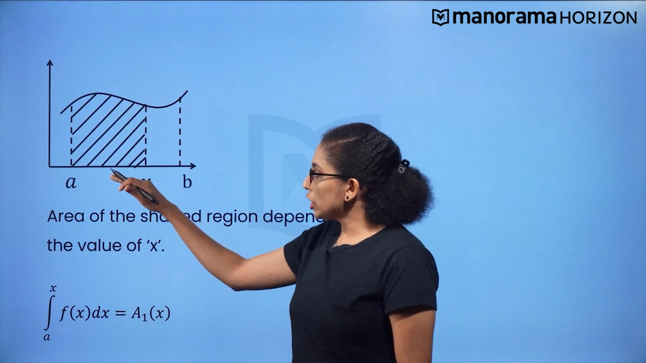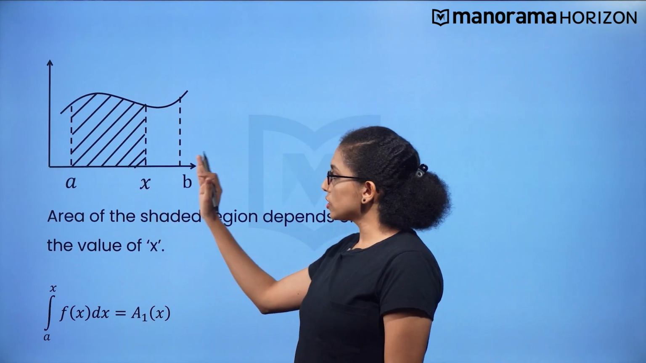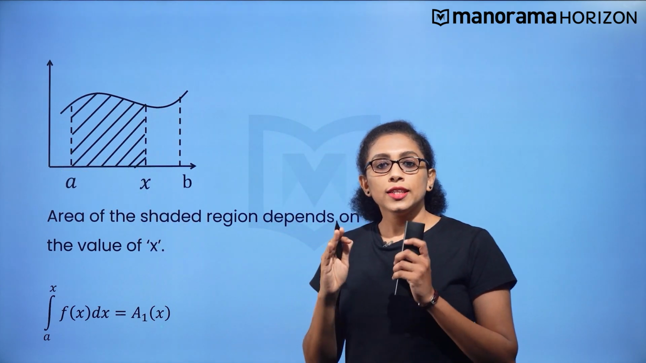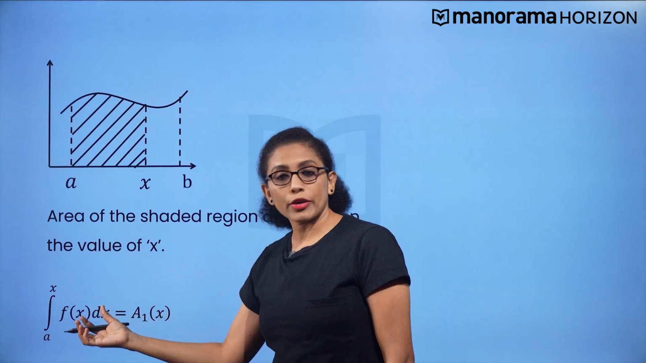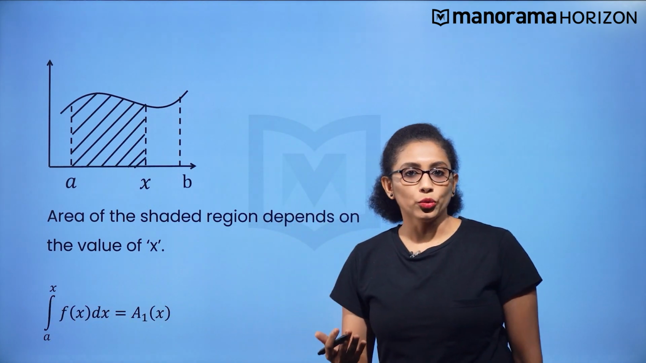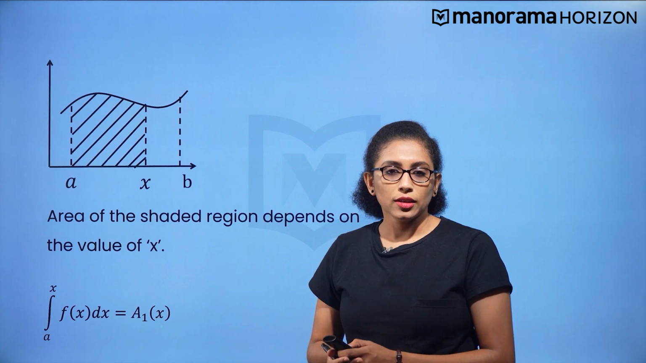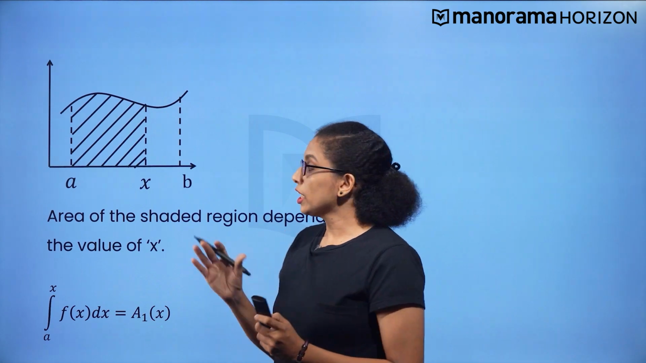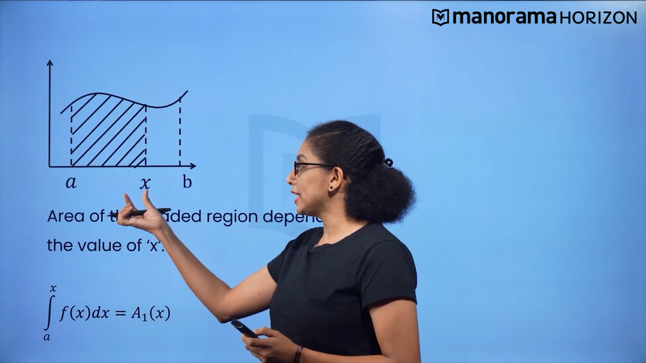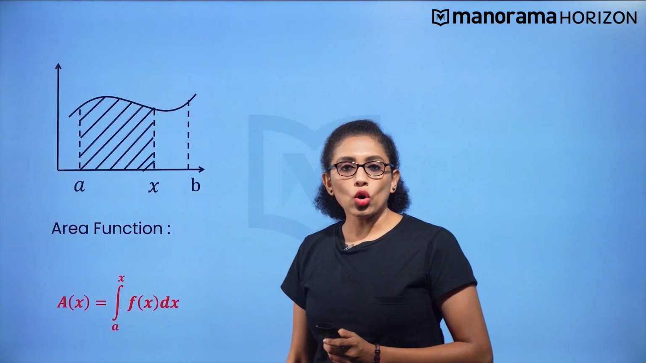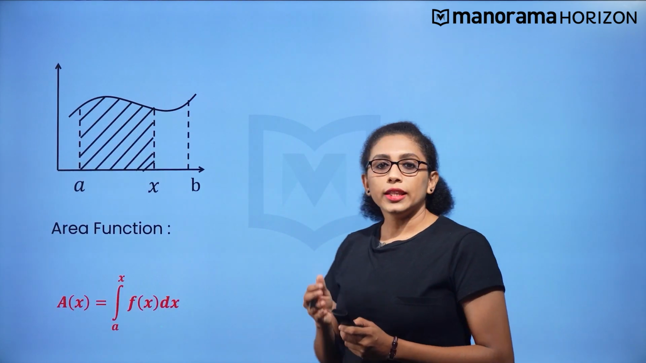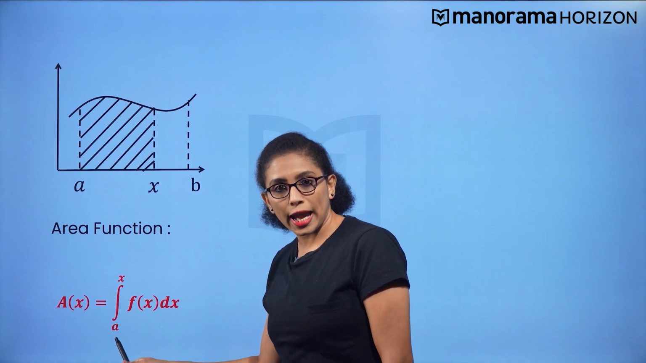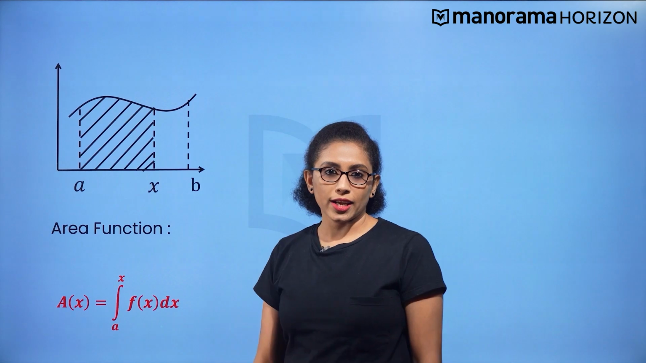Now, if I shift this value of x towards the right of the curve or towards the left of the curve, then this integral value, that is integral a to x f(x) dx, will give another value. So we can understand that the area of the region depends on nothing but the x value. So, in general, the area function is given by A(x) is equal to integral a to x f(x) dx.